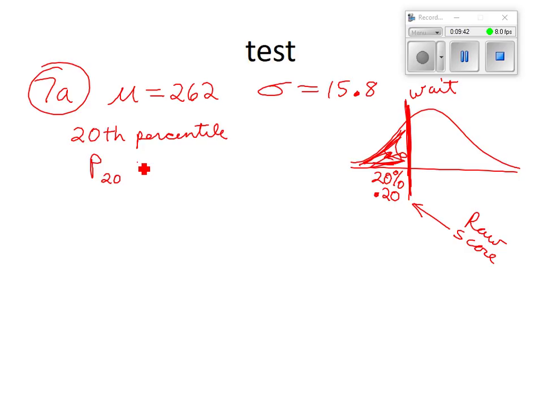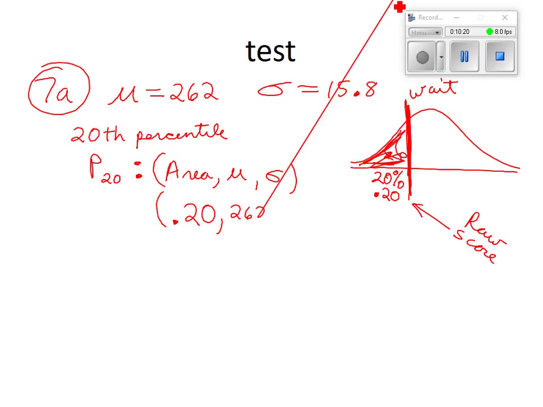So in our calculator, if we're looking for a z-score, we just put in area. But when we're looking for a raw score, we put in area and what else? Same for all the other stuff that we did. You put in what other two things when you're looking at raw scores? Mean and standard deviation. What do we put in for the area this time? .20. What's our mean? What's our standard deviation?